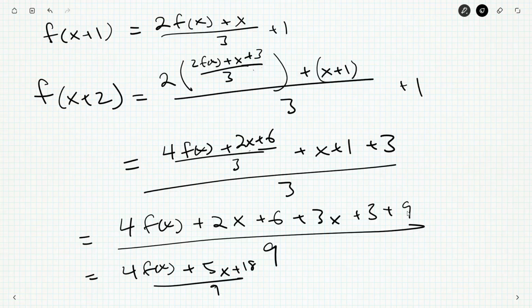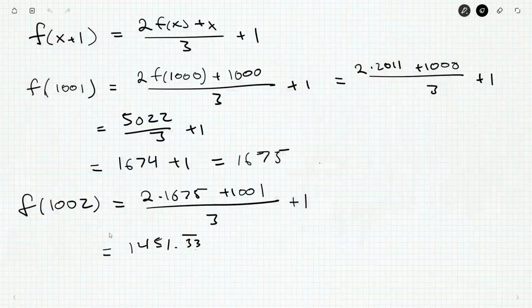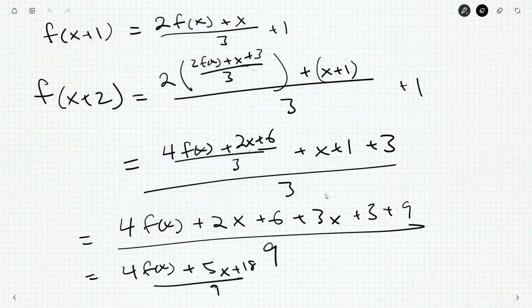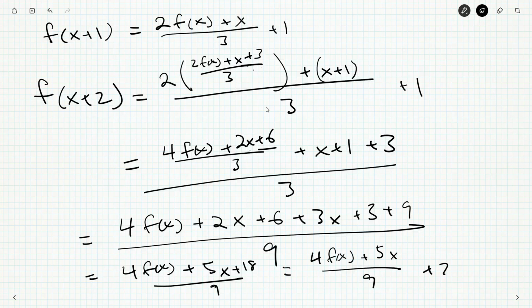Okay, so that doesn't do a thing for me. It's still 4 times f of x. Is this maybe linear? It can't be linear, because our differences here were not still an integer, so it's not a linear expression. But we have 2f of x plus 1, so 2, 1 over 3. So this guy here is 4f of x plus 5x over 9 plus 2.